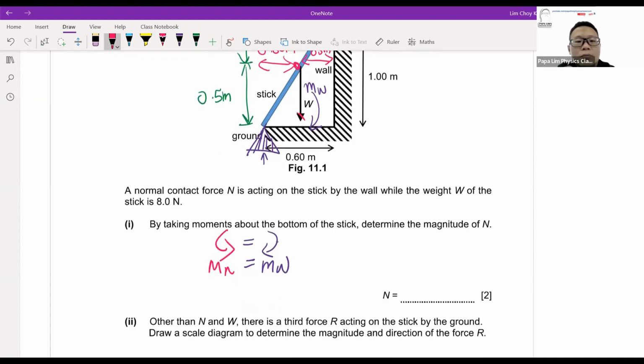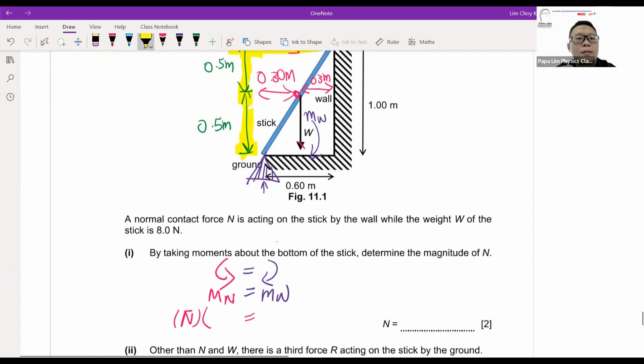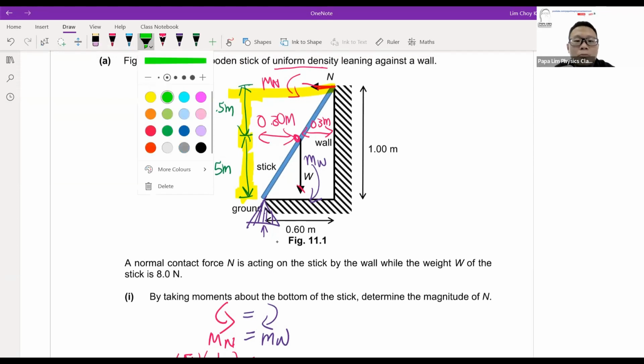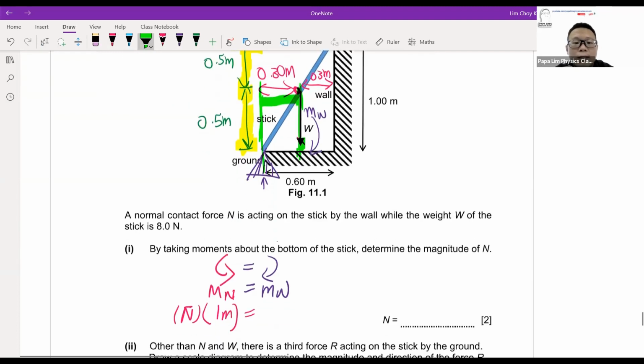Now let's take a look. Force times distance. The force for N will be force N. The perpendicular distance of N, remember, is always measured from the force down to the pivot. So this is the 1 meter that we're looking at. The perpendicular distance for N is actually 1 meter. For MW, take note of it. It's the same thing: for moments, the perpendicular distance is always measured from the force's line of action to the pivot, which is 0.3 meter.